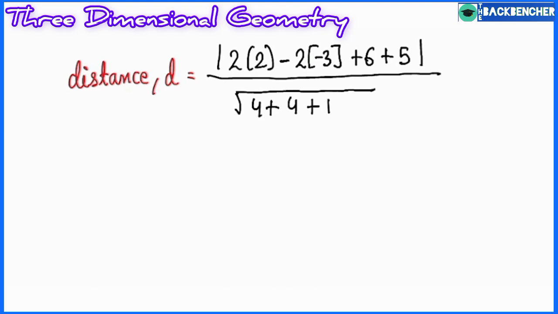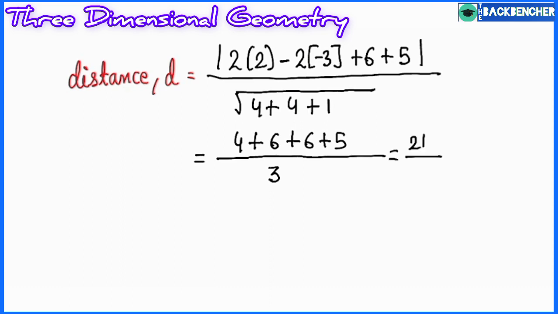Now let's simplify it further. So that would become, in the numerator part, 2 times 2 is 4, and minus 2 multiplied by minus 3 is equal to plus 6, plus 5. And what is 4 plus 4 plus 1? 4 4 is 8, 8 plus 1 is 9, and square root of 9 is what? We know that, that is 3. Now let's do it further. We have 4 plus 6, that is 10, plus 6, that is 16, plus 5, that is 21. So 21 upon 3, that is equals to 7 units.